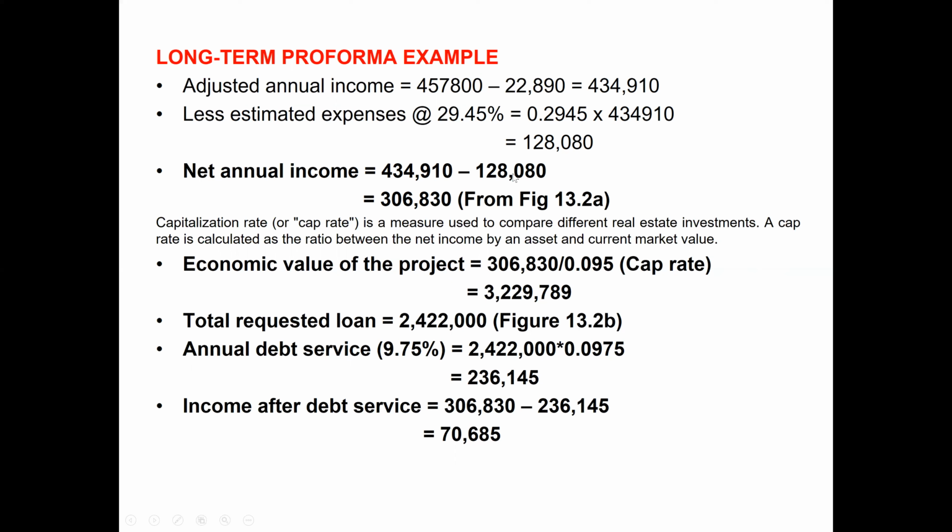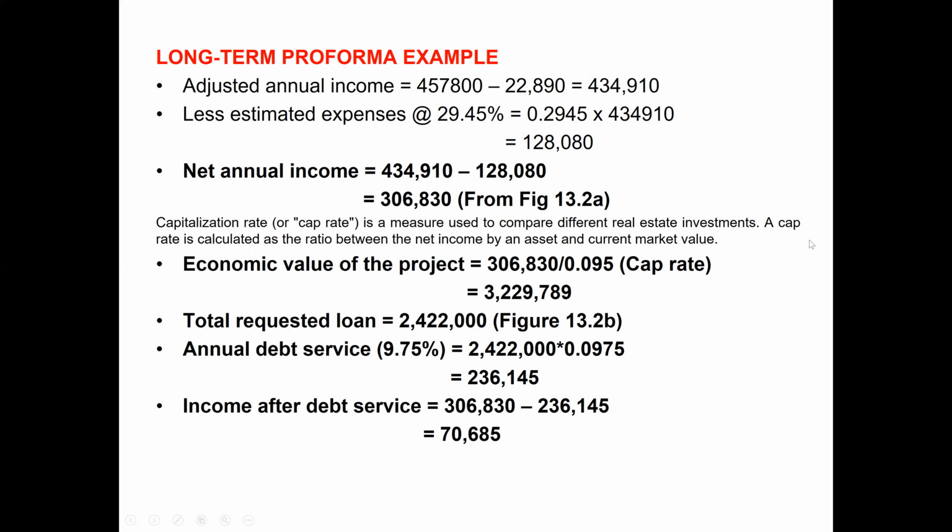Then the net annual income will be 434,910 minus 128,080. So the net annual income is 306,830.